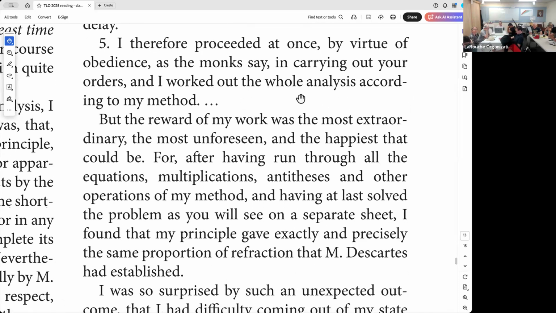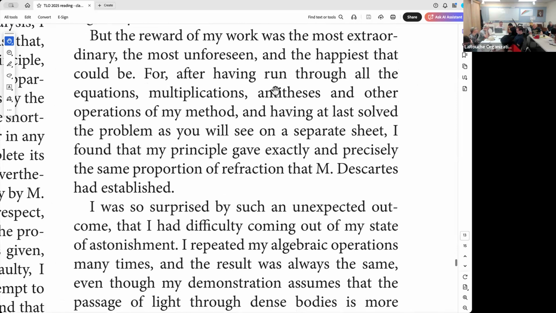I therefore proceeded at once, by virtue of obedience, as the monks say, in carrying out your orders, and I worked out the whole analysis according to my method. But the reward of my work was the most extraordinary, the most unforeseen, and the happiest that could be. For after having run through all the equations, multiplications, antitheses, and other operations of my method, and having at last solved the problem, as you will see on a separate sheet, I found that my principle gave exactly and precisely the same proportion of refraction that Monsieur Descartes had established.